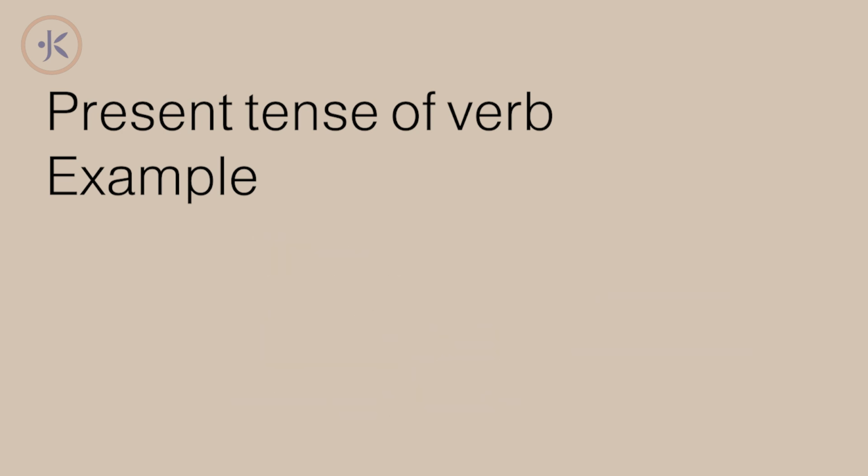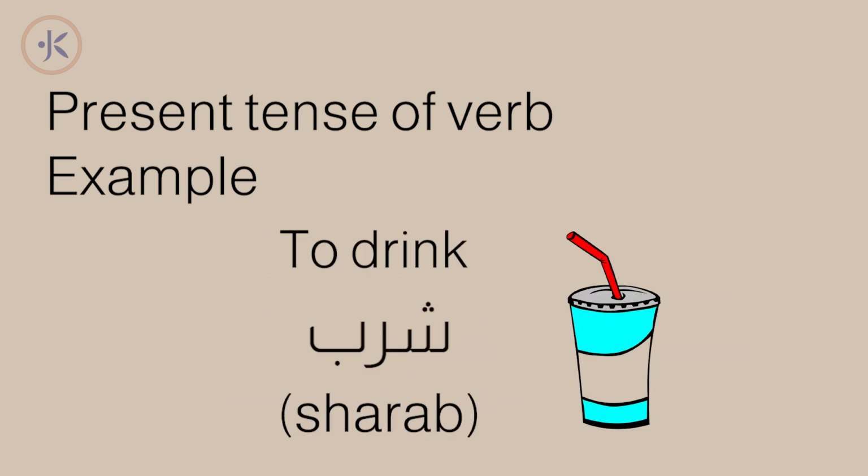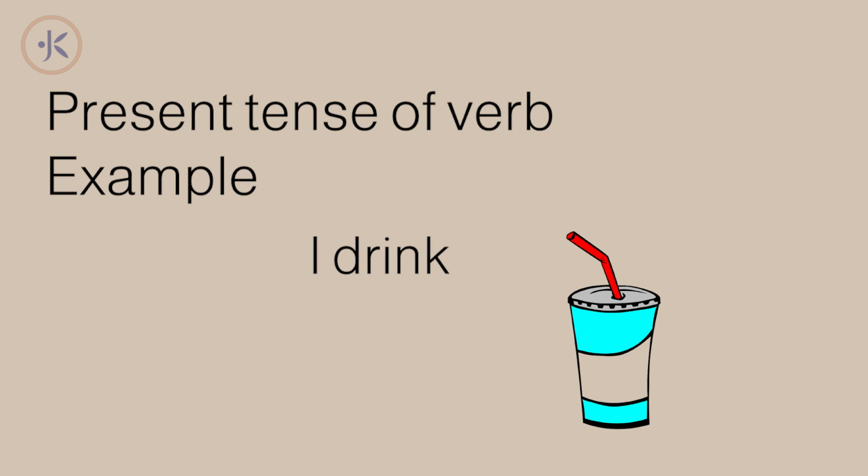The same thing will be applied to drink. To drink is شرب. How many A's? 2 A's. The first A will go. The second will become OU, so it will become شرب. So how can I conjugate I drink?